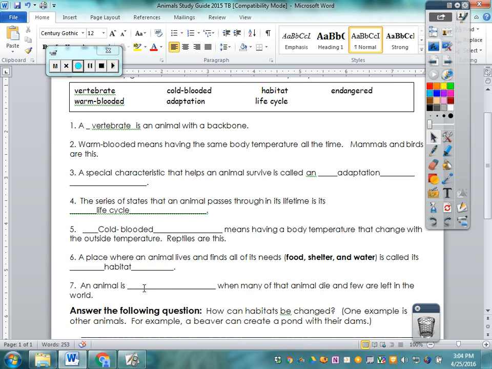Just thinking about knowing which animals live where is important too. An animal is blank when many of that animal die and few are left in the world. And we've talked about this. Some of you even studied animals. You picked an animal that was this, and the word is endangered. They are in danger of becoming extinct, where they're no longer with us. Endangered.